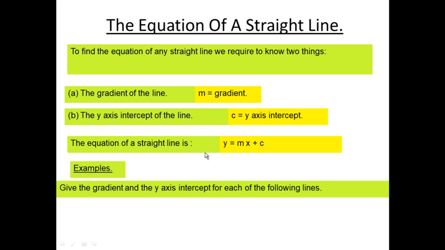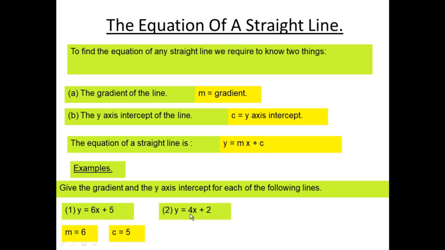For examples, for the first equation of line, from here we know that the gradient is 6 and then the y-axis intercept is 5. Number 2, the gradient is 4 and then the y-axis intercept is 2.